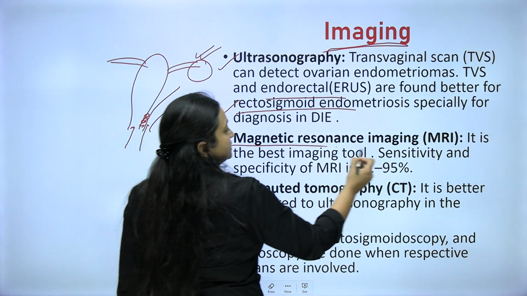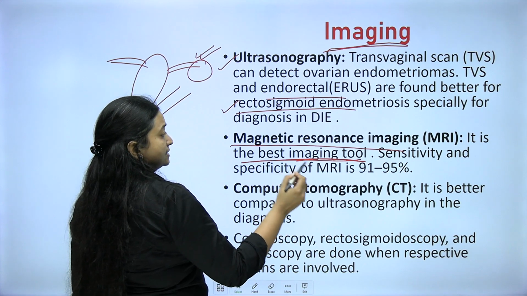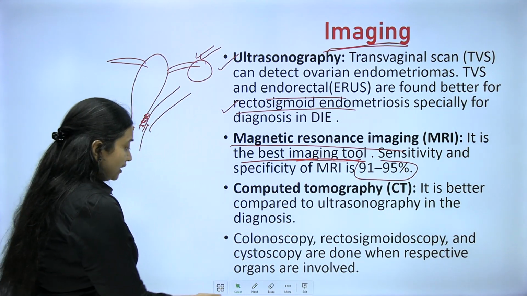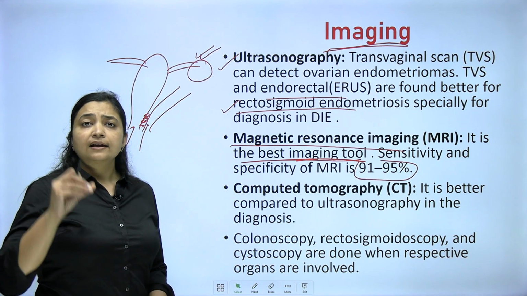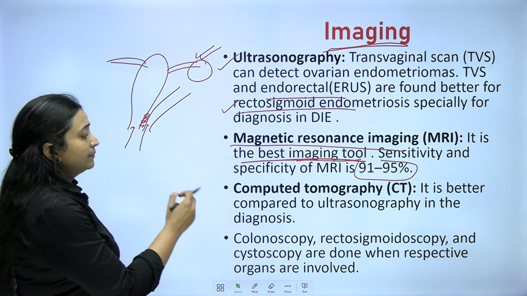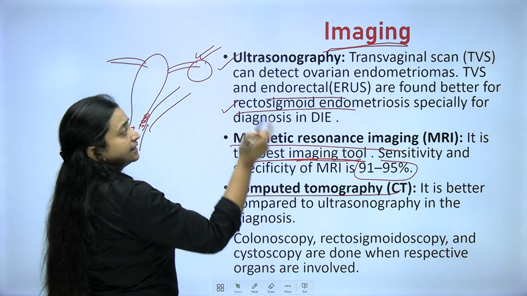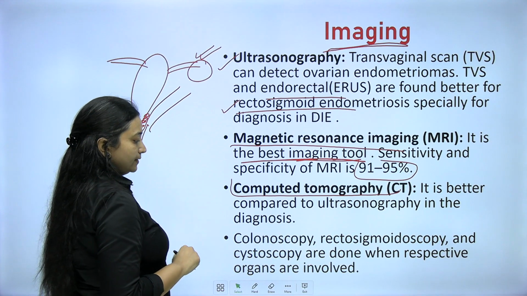MRI is the best imaging tool in cases of endometriosis, with a sensitivity and specificity of 91 to 95%. In T1 and T2 weighted images, you can actually find out the deposits and the depth of infiltration of those deposits. If MRI is not available, you can go for a CT scan also. CT scan is better than sonography, but lesser as compared to MRI.